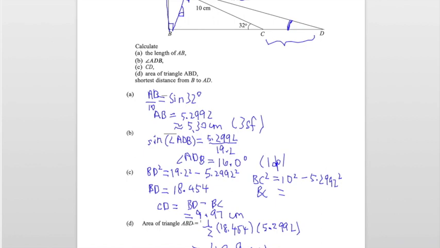If we use this as the base, half base times height is 19.2 times the height D, equal to the area of the triangle, which we found in part D. And the area of the triangle, the long form, is 48.896. Remember to use 5 significant figures. So from here we can find this distance is 5.09, to 3 significant figures.